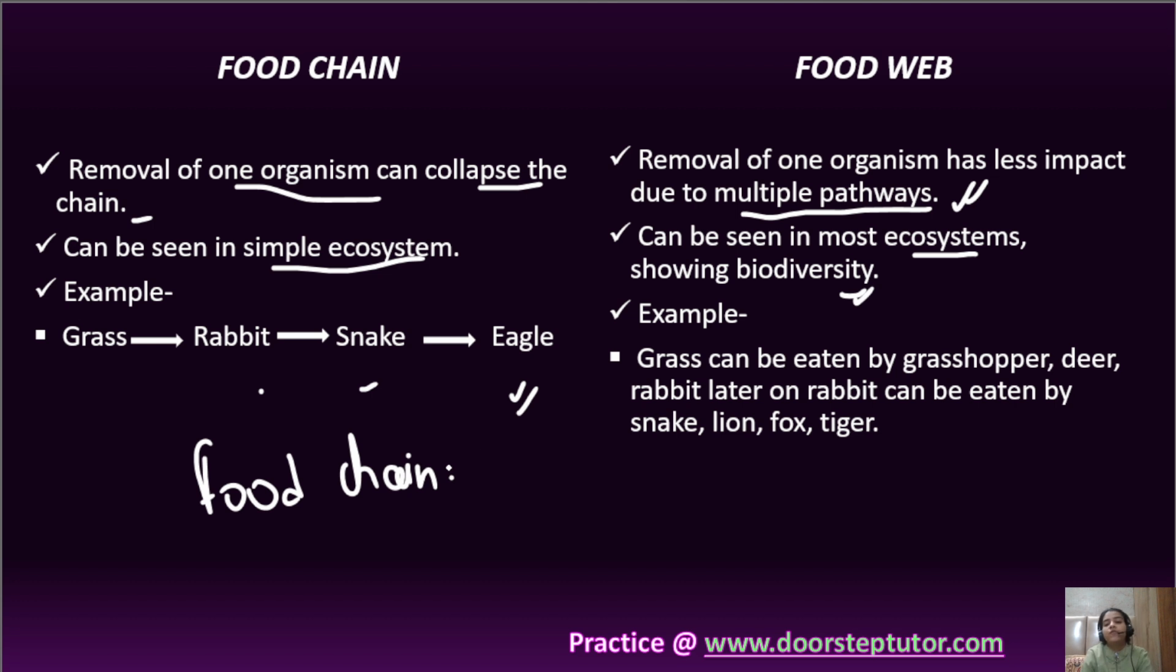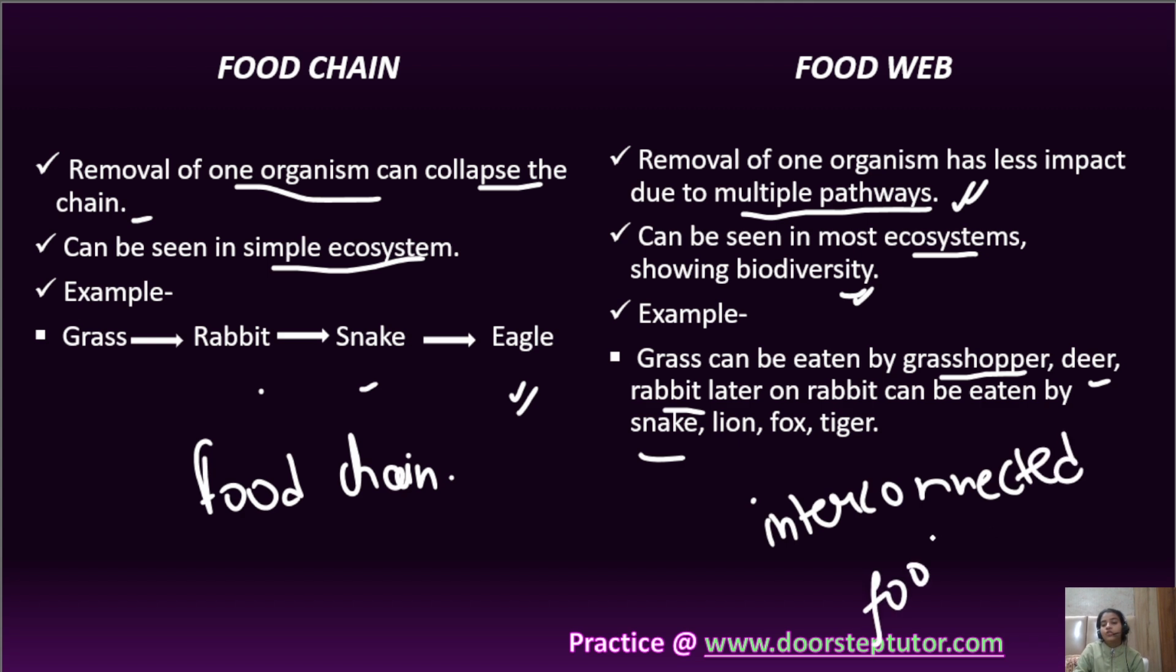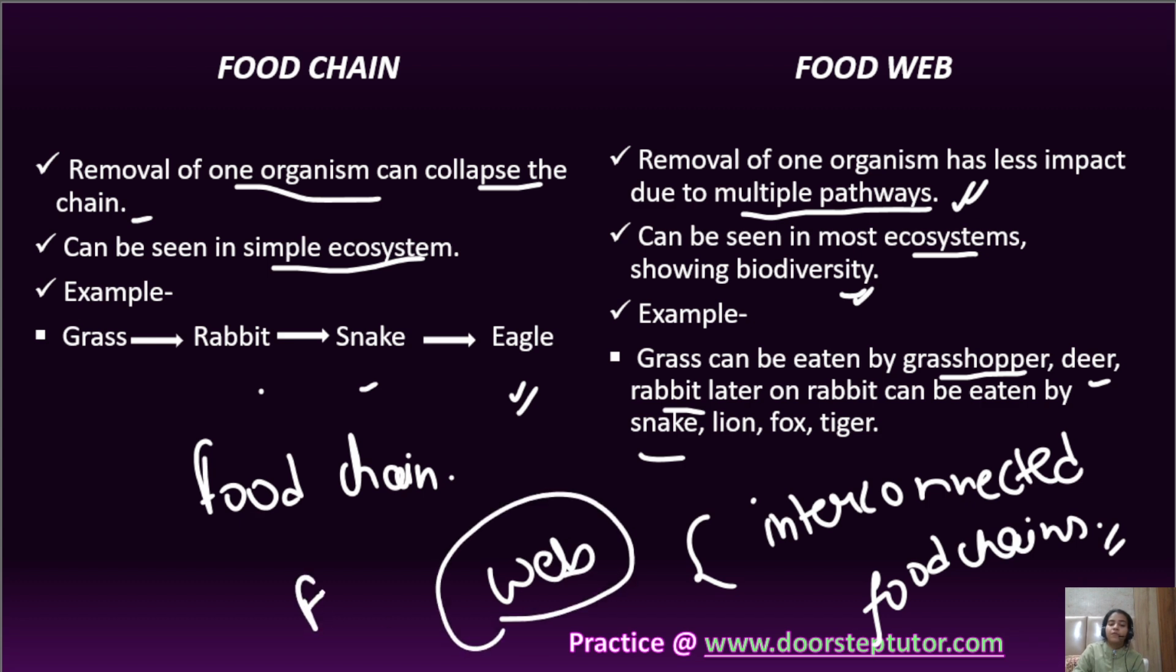Now, in case of the food web, suppose grass can be eaten by grasshopper, the same grass can be eaten by deer and also rabbit. Later on, rabbit can be eaten by snake. That same rabbit can be eaten by the lion, by the fox, or by the tiger. So here we see that interconnected food chains are present. That's why we use the term web. Food web. So these were some basic differences between food chain and food web.